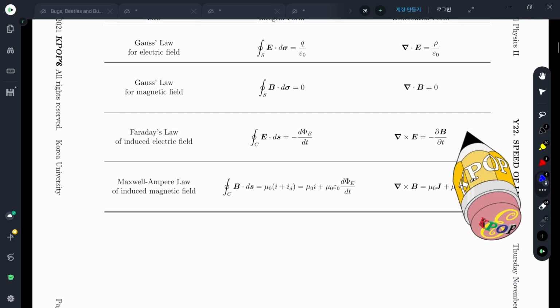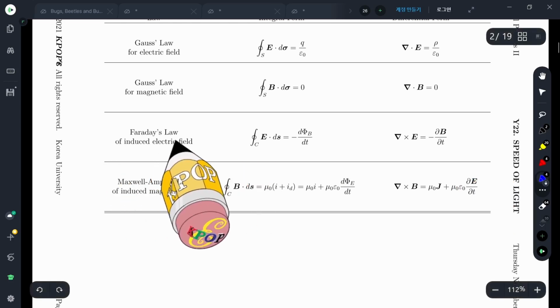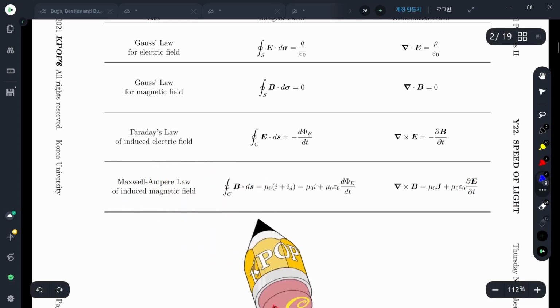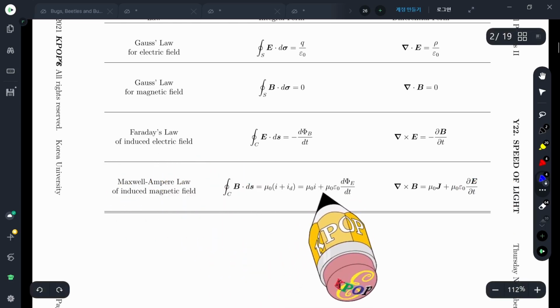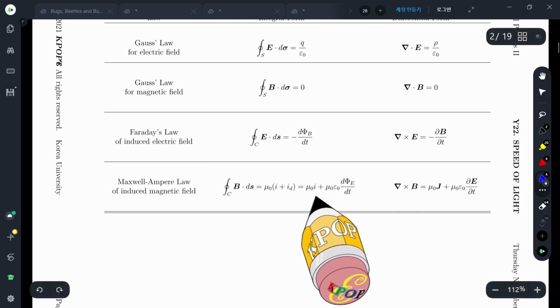In addition, there are two different kinds of equations that depend on time. The changing magnetic field generates the electric field. That is called Faraday's law. And current generates the magnetic field around the wire carrying current.